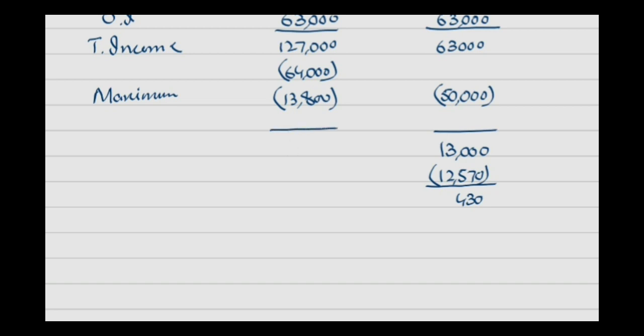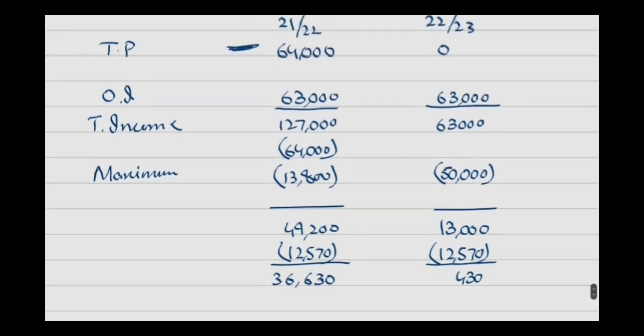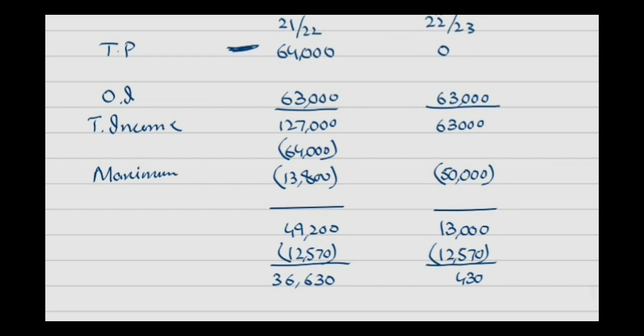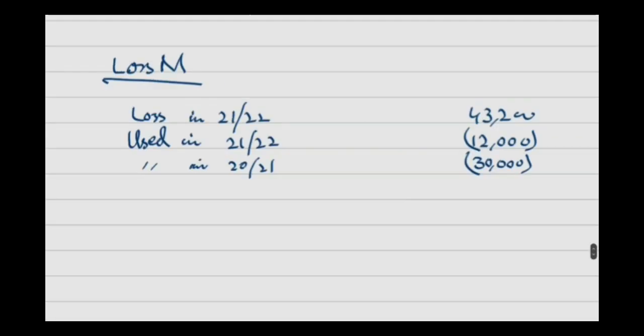So after deducting this, we have 49,200 of income, and out of this income, when we deduct the 12,570 of personal allowance, it will be 36,630 of income. So this is the rule that you must remember: if you are setting off loss against other income, the maximum restriction of 50,000 would be applicable, and if you are setting loss against the profit of the same trade, this restriction is not applicable.